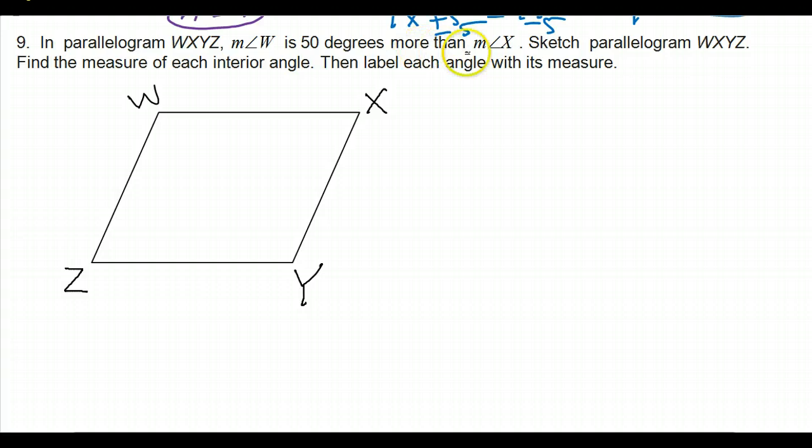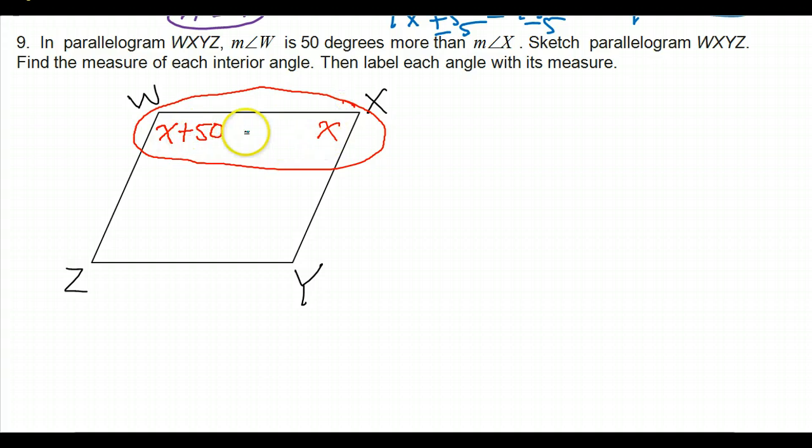Angle W is 50 degrees more than angle X. Okay, so I'll call angle X, X. I'm going to switch to red. Say if angle X is X, angle W should be 50 degrees more. So that would be X plus 50. Now that means these two angles are supplementary. See how they're right next to each other? One's big, one's small. They're not equal. They are supplementary.